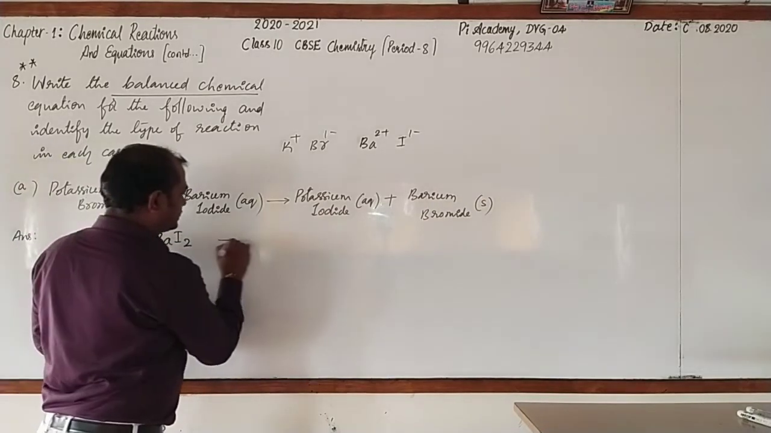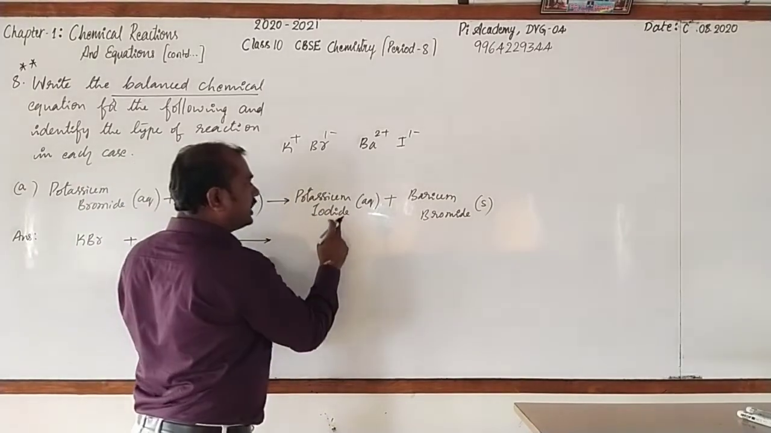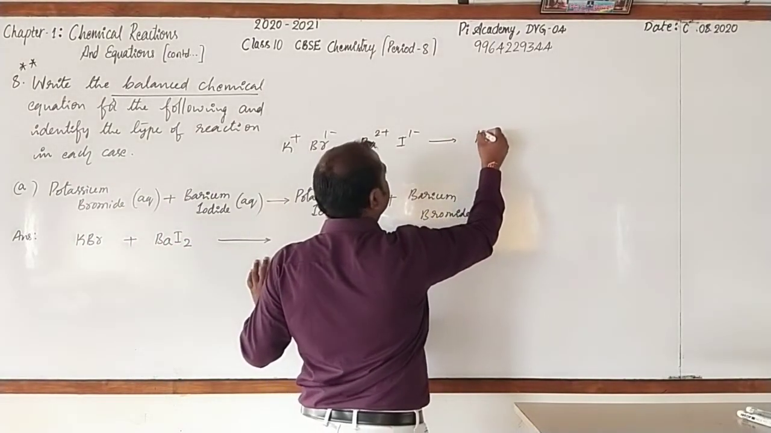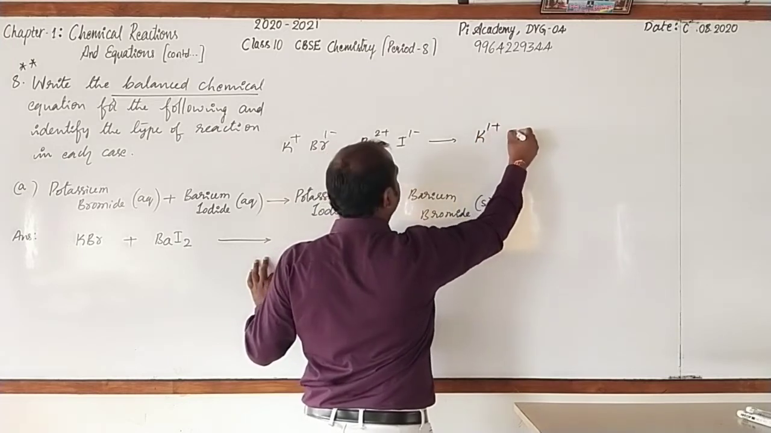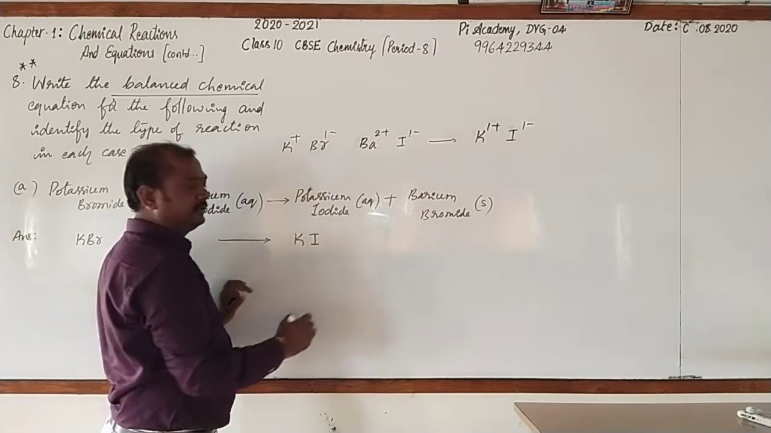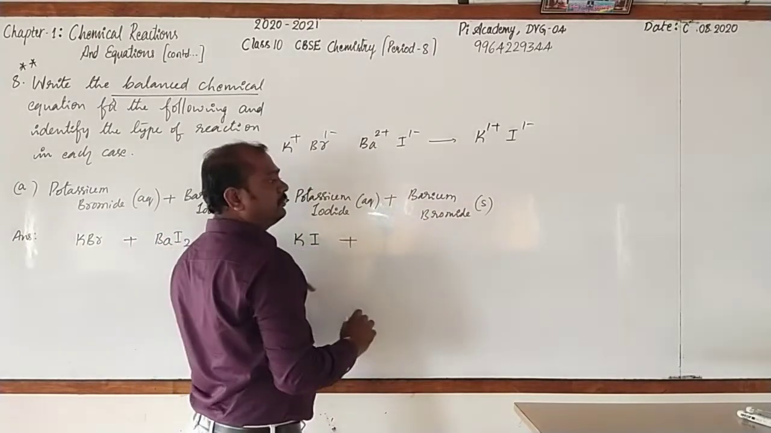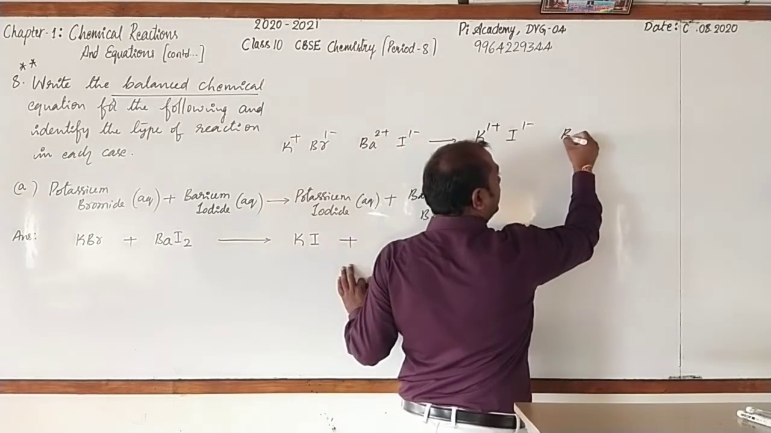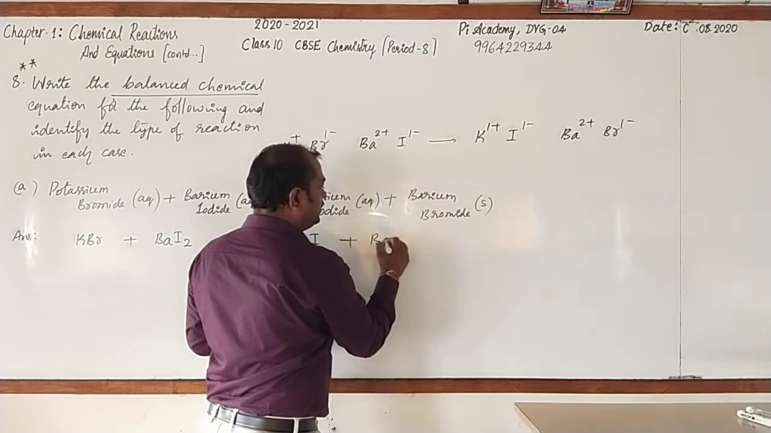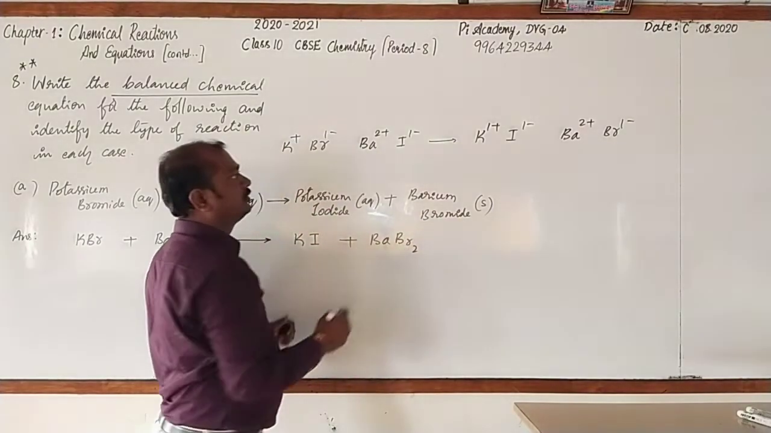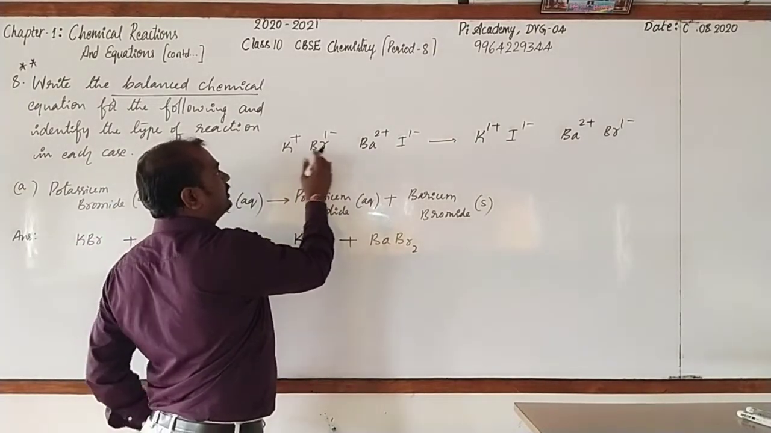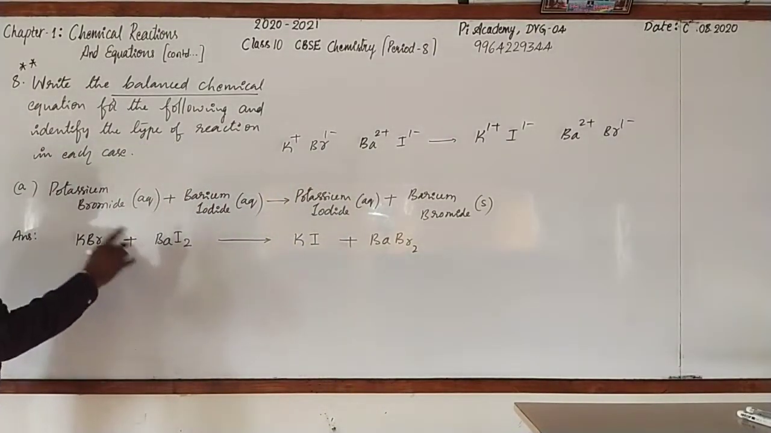Clear? Yes. Gives rise to potassium iodide. Potassium iodide. Observe it. K 1 plus, iodide I 1 minus. It will be just KI. Then barium bromide, Ba 2 plus, Br 1 minus. It is BaBr2. Observe it. You can come to know that. Now first let's go for balancing.